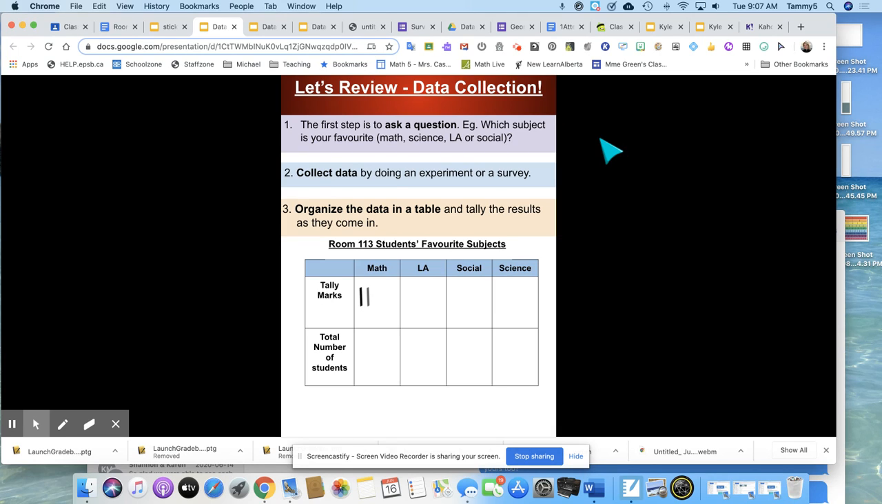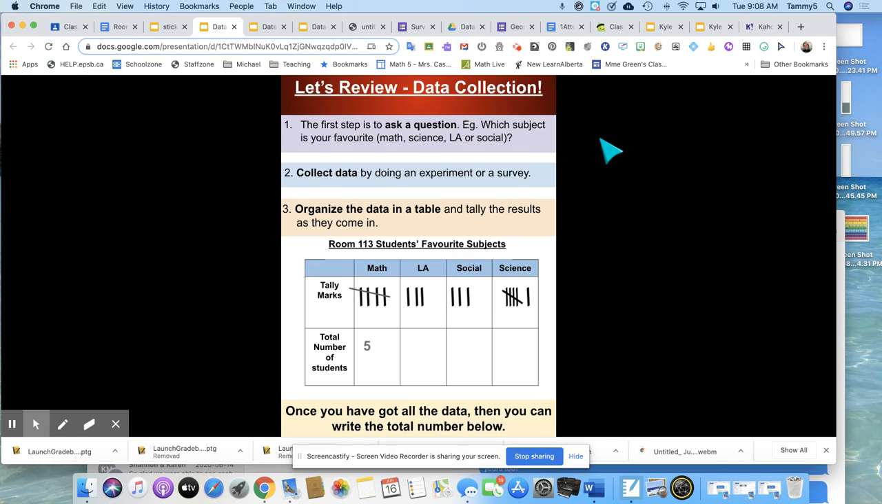So here's my example, where we're just pretending that I'm getting your questionnaires back and I'm tallying the results as they come in. I'm just using these tally marks to show which of your subjects are your favorite. And then once you've got all the data, you can write the total number below your tally marks.